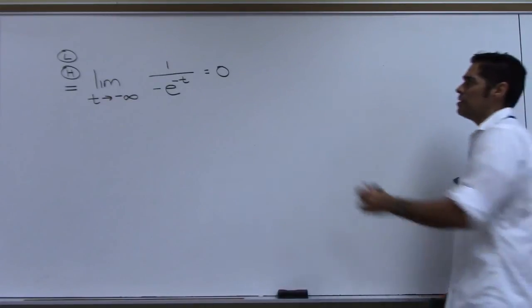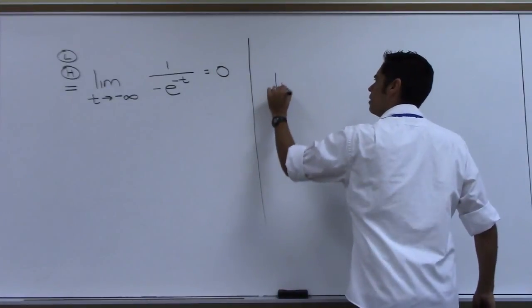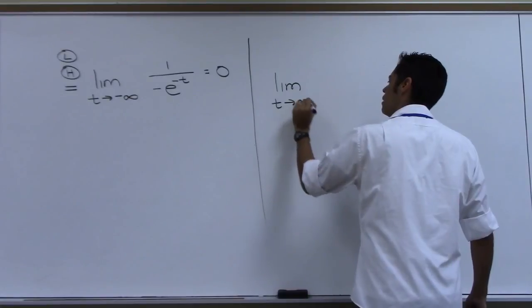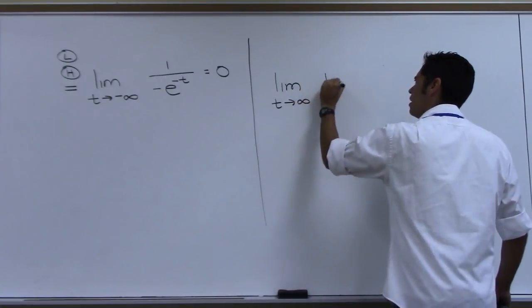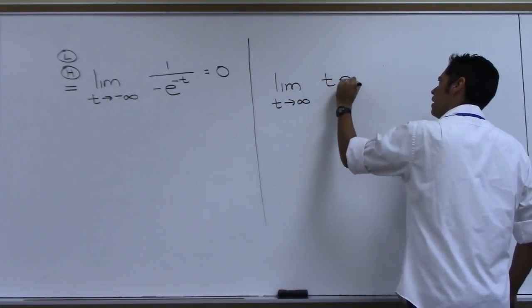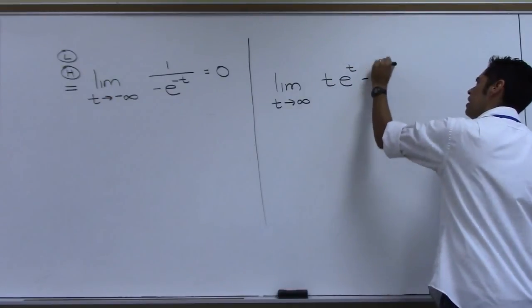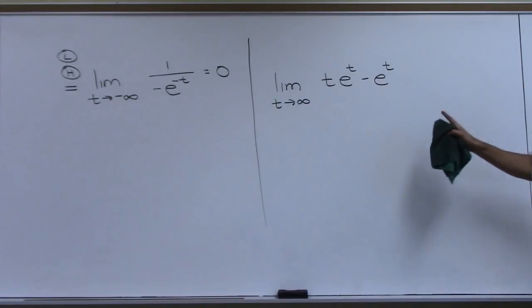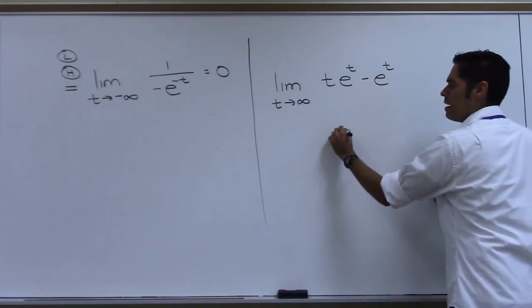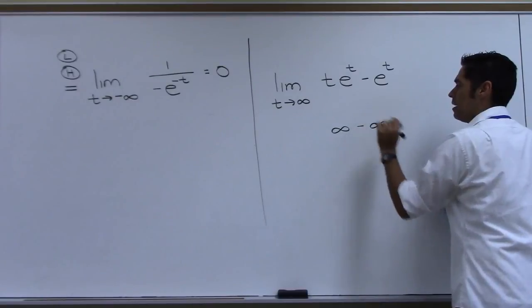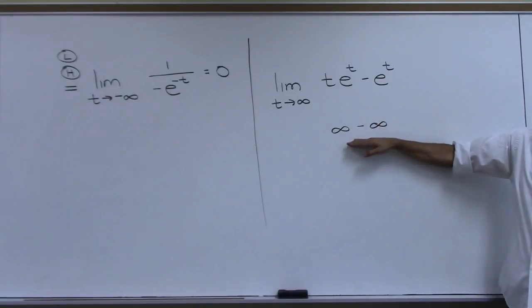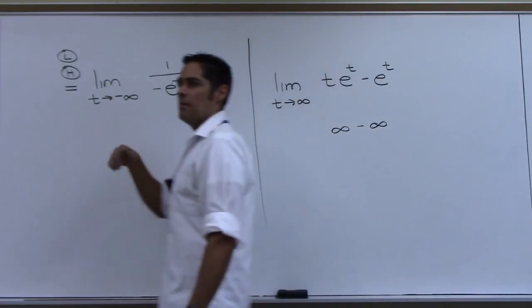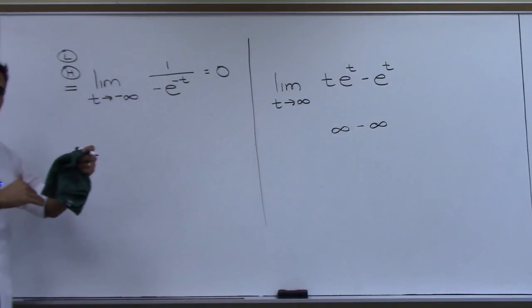Now, what was the other limit I said we had to look at? Limit t went to infinity. What was it? T e to the t minus e to the t. That was the other one? And we said this one had the form of what? When we did this, it looked like infinity minus infinity. Can we use L'Hopital's rule for this? No, because it's subtraction. The one we just did before this was a product. And we had to change the product into a ratio, didn't we?